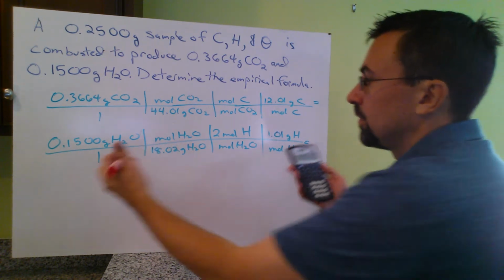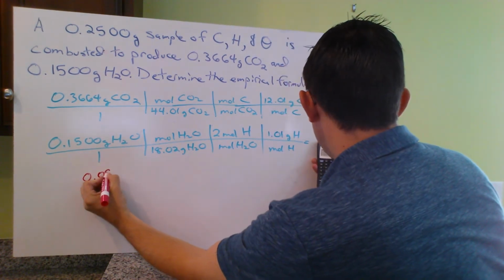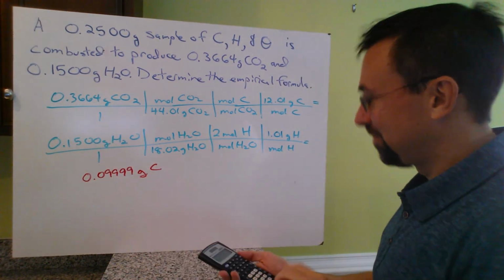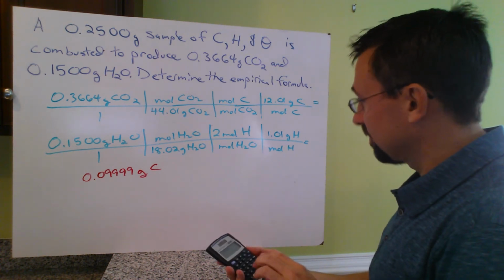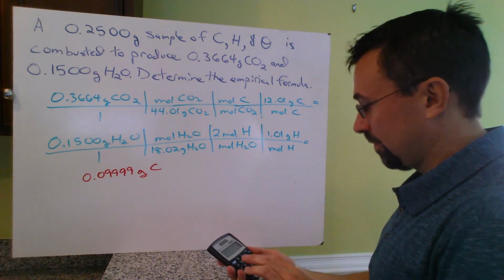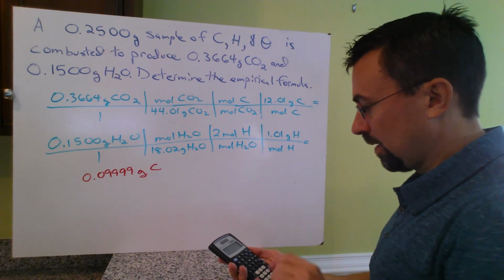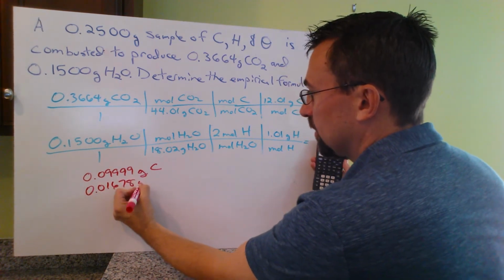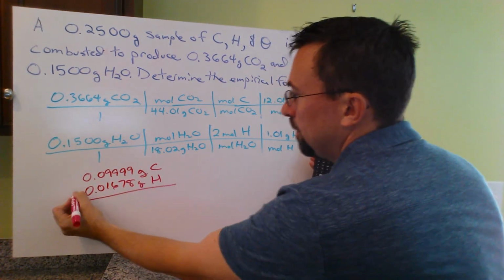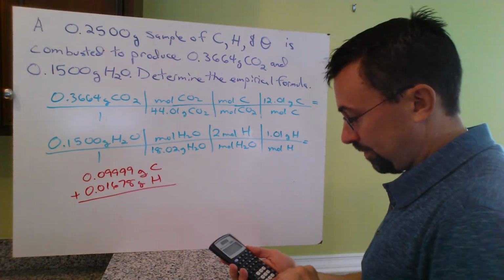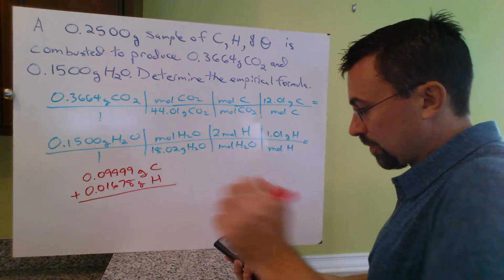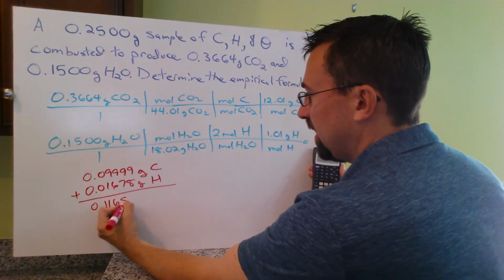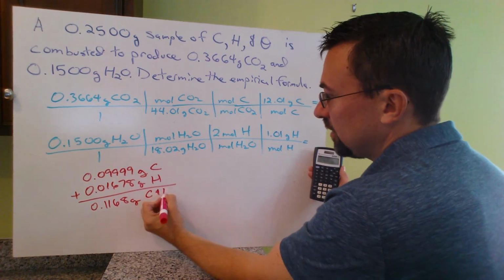And I get 0.09999 grams of carbon. And I get 0.01678 grams of hydrogen. If I add those together, I get 0.1168 grams of carbon and hydrogen.